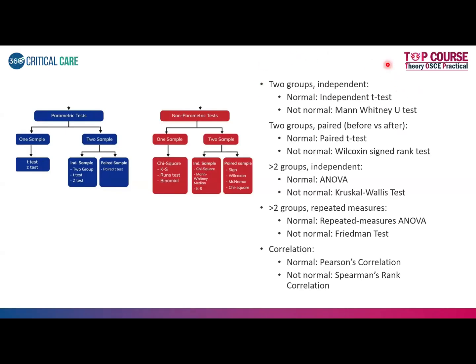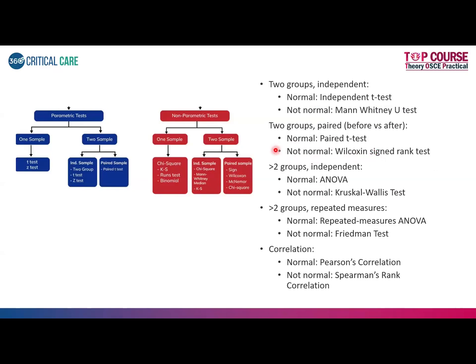So when there are two groups which are independent, for a normal curve or the parametric tests, we usually go for the independent t-test. For non-parametric, we go for a Mann-Whitney test. If there are two groups which are paired, before versus after, for a normal distribution we go for a paired t-test. And for a non-normal distribution, which is non-parametric, we go for a Wilcoxon signed rank test.